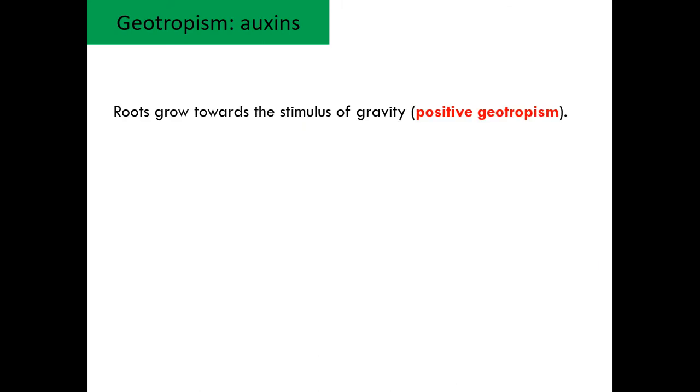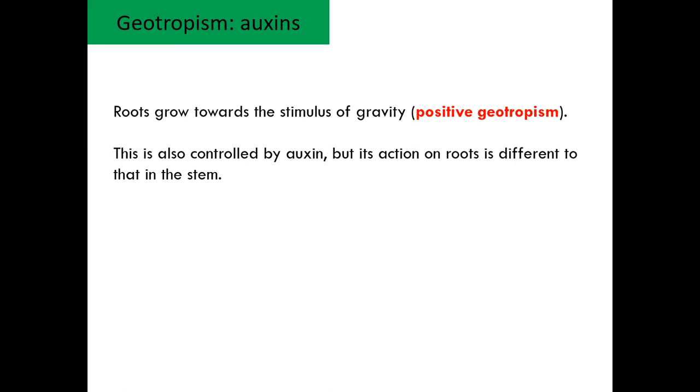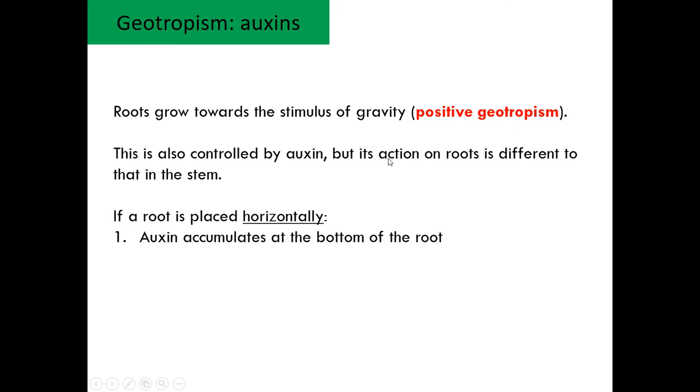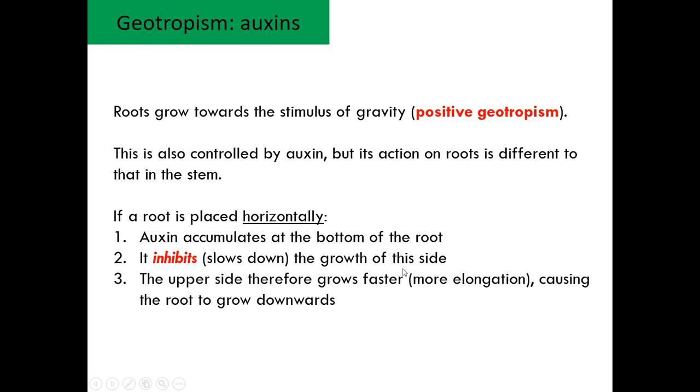So, tropism experiments are another thing which are quite useful to look at, and we'll have a look at those in a minute. For geotropism, auxin also cause a response to the stimulus, which is gravity, but in roots it works the other way around. So if you place a root horizontally, auxin will accumulate at the bottom of the root due to gravity, and in roots it inhibits the growth. So the upper side will grow faster because the cells will have more elongation, and so the root will grow downwards. The upper side will cause it to grow downwards.